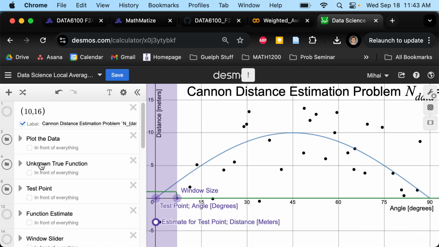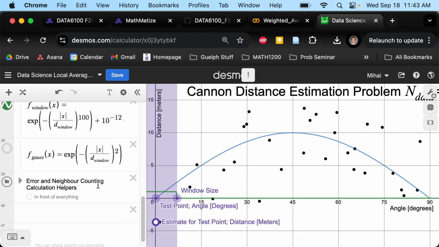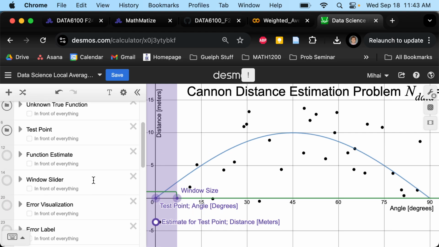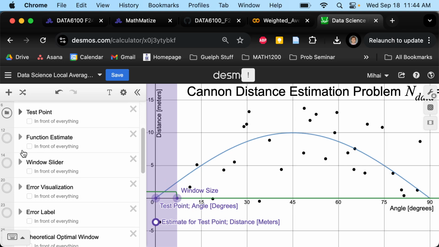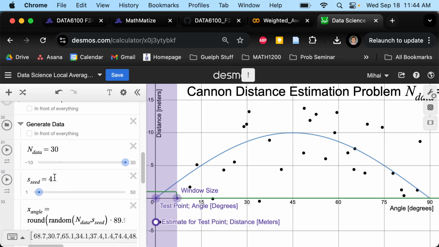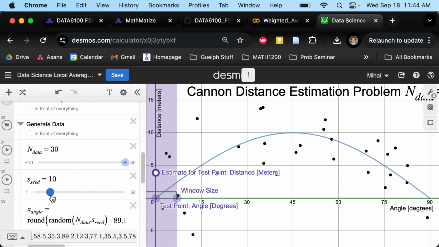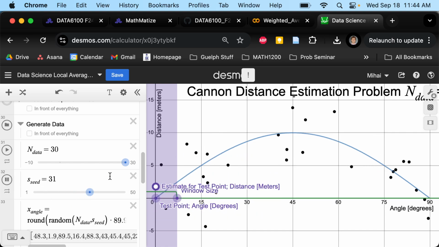Here, let's re-roll the dice. There's a button here to re-roll the dice. Where's the re-rolling the dice button? Generate data should be somewhere. Test point, window slider, error visualization. Generate data, here we go. So this is the seed value that makes everything random again. Every time I re-randomize it, actually I can make the computer re-randomize it.